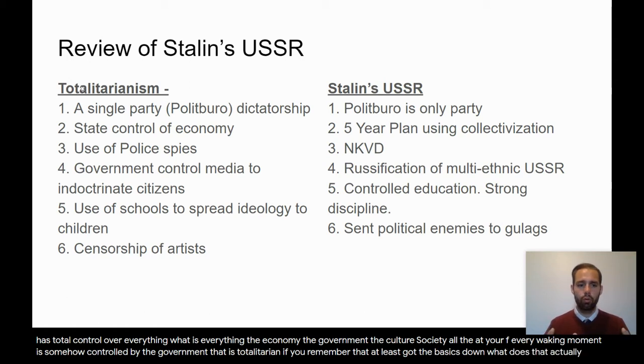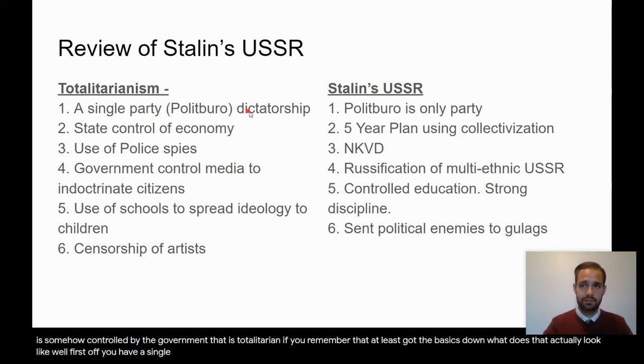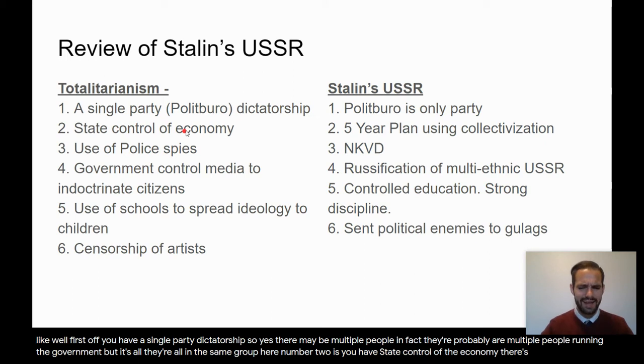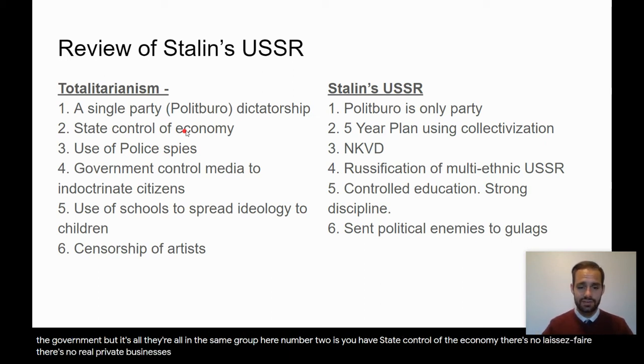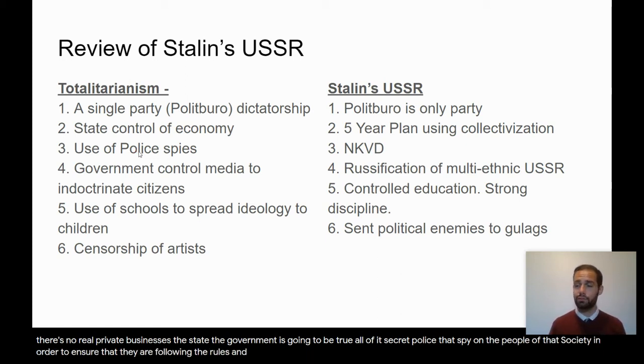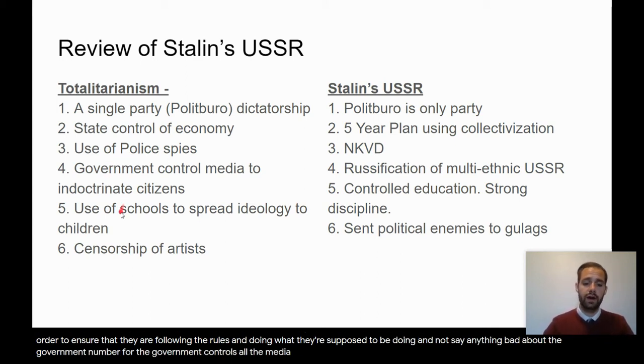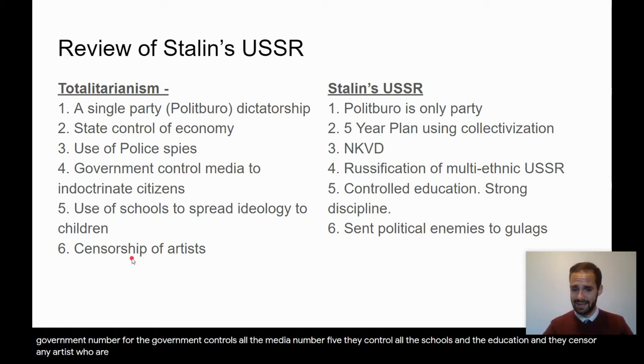What does that actually look like? Well, first off, you have a single party dictatorship. So yes, there may be multiple people. In fact, there probably are multiple people running the government, but they're all in the same group here. Number two is you have state control of the economy. There's no laissez-faire. There's no real private businesses. The state, the government, is going to control all of it. Three, you have police, usually secret police, that spy on the people of that society in order to ensure that they are following the rules and doing what they're supposed to be doing and not saying anything bad about the government. Number four, the government controls all the media. Number five, they control all the schools and the education, and they censor any artists who are against them.